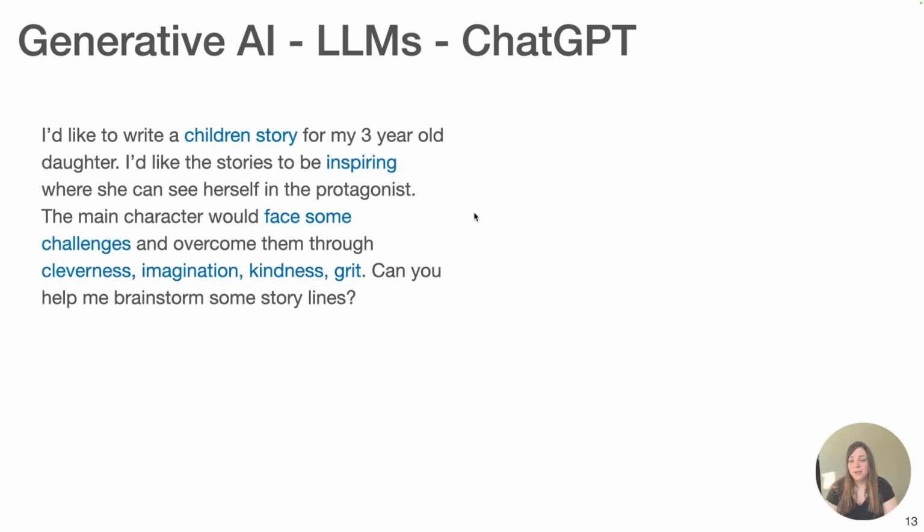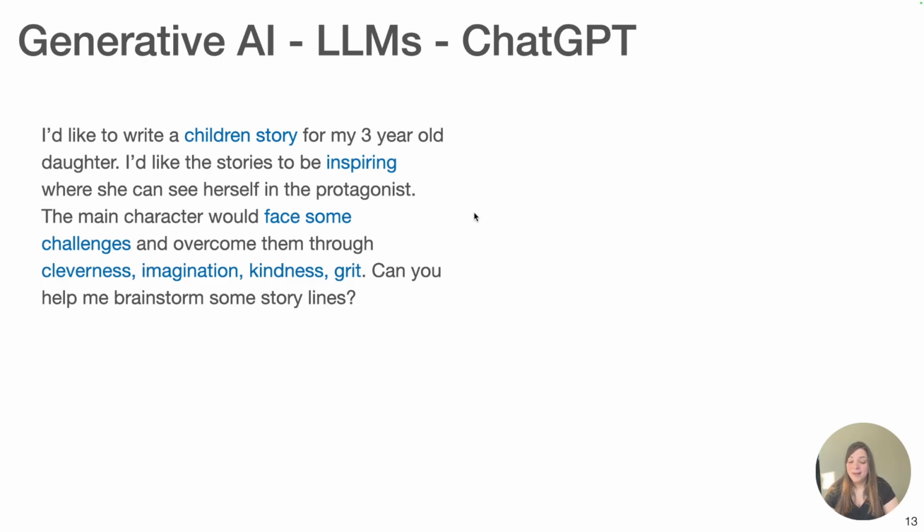So the next application is about generative AI. So you've probably heard about ChatGPT and large language models. So I just wanted to show you how, for example, I've used it, which I think it's pretty cool. So for example, I have a daughter who is 3 years old, and I want to write children's stories for her. So I asked ChatGPT to write me a story that would be inspiring, where the main character would face challenges, but through cleverness, imagination, and kindness and grit, the character would solve the problems or the challenges.